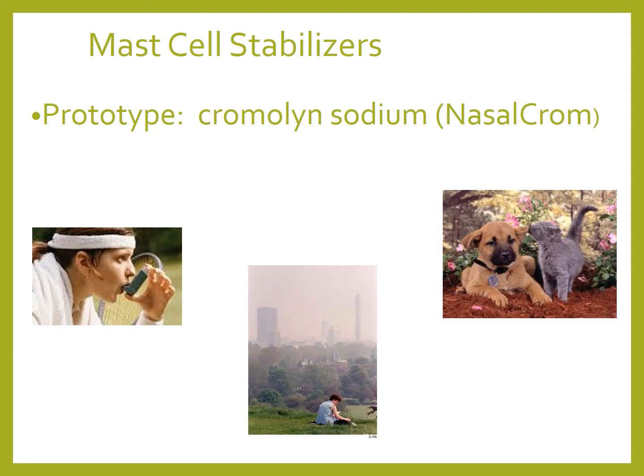Your next medication are your mast cell stabilizers. Your mast cell stabilizers is going to be your cromolyn sodium or Nasalcrom. It is used as a prophylaxis treatment for bronchial asthma. It can be a daily treatment or an as-needed treatment.